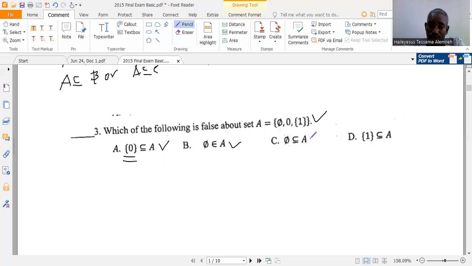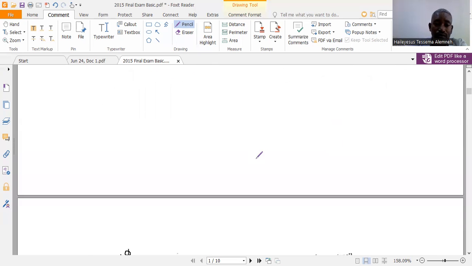Bit set is a subset of A. Clearly true. And 1 is a subset of A. 1 is just put in the braces, it should be in braces when it is a subset. Therefore, the false statement is D. D is a false statement. It is not true.